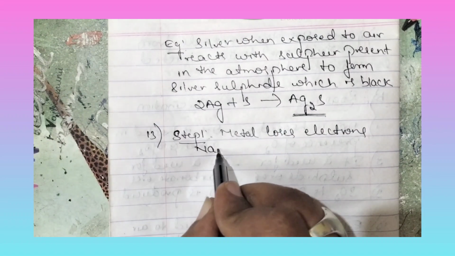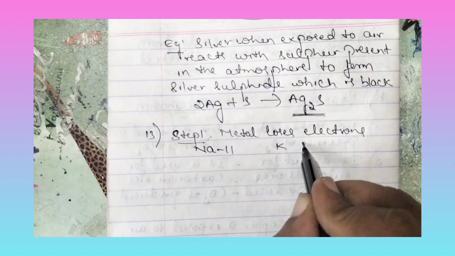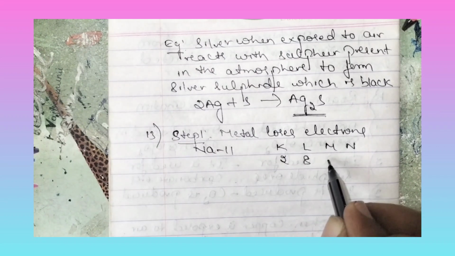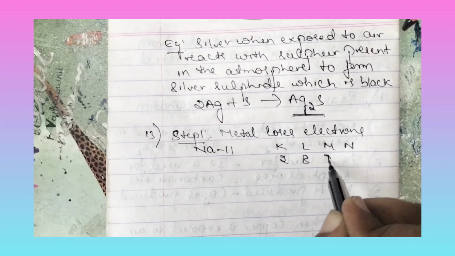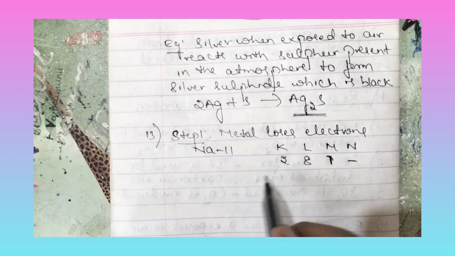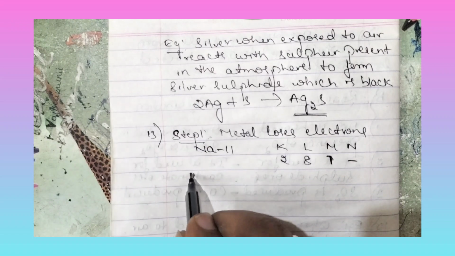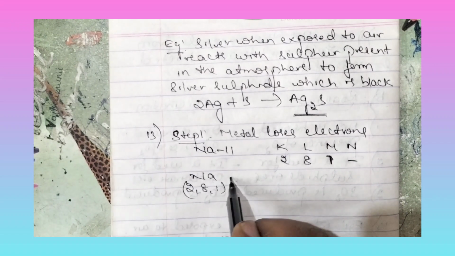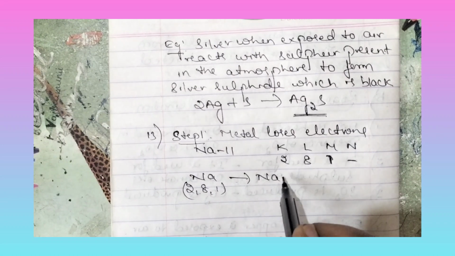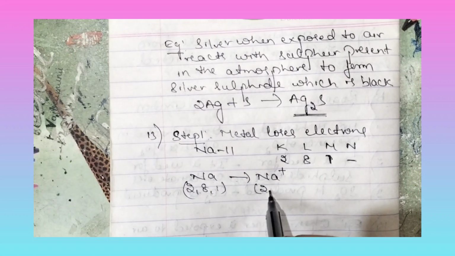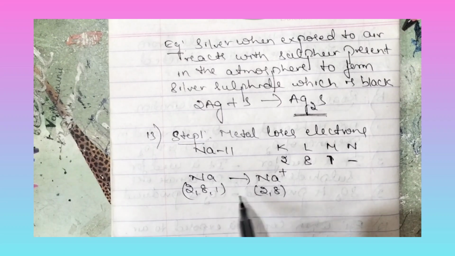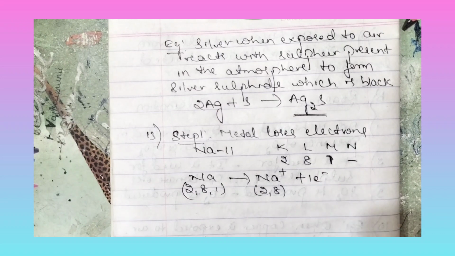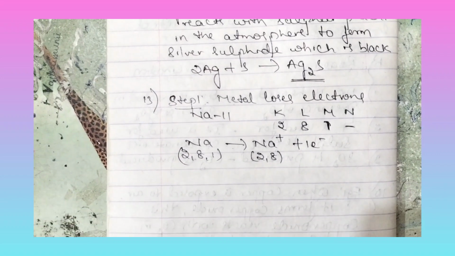Sodium has atomic number 11. So the electron distribution is K shell 2, L shell 8, M shell 1. So 2, 8, 1. The sodium atom has 2, 8, 1. By losing one electron, the sodium atom will become a sodium ion. So 2, 8, 1 becomes 2, 8 by losing one electron. This is step number 1.